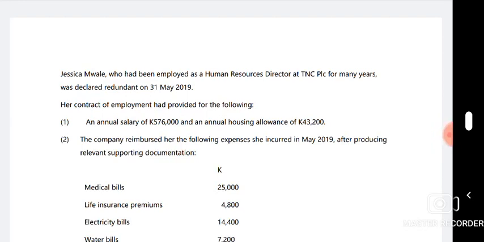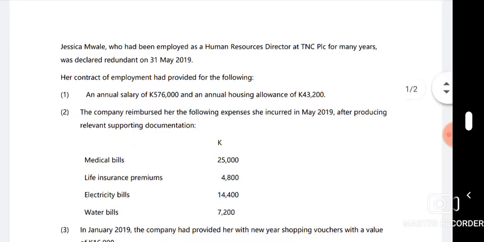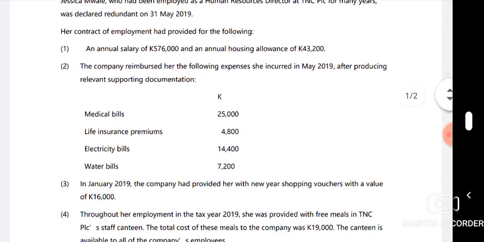Jessica Mwale, who had been employed as a human resource director at TNC PLC for many years, was declared redundant on 31st May 2019. Her contract of employment had provided for the following: 1. Annual salary of 576 and an annual housing allowance of 43,200. Let us stop just there. We'll be analyzing one by one. Remember, we're trying to compute Jessica's taxable income at the end of the day with all these possible adjustments.